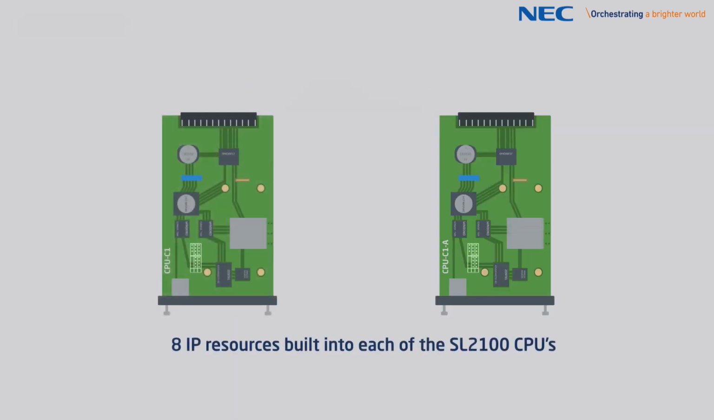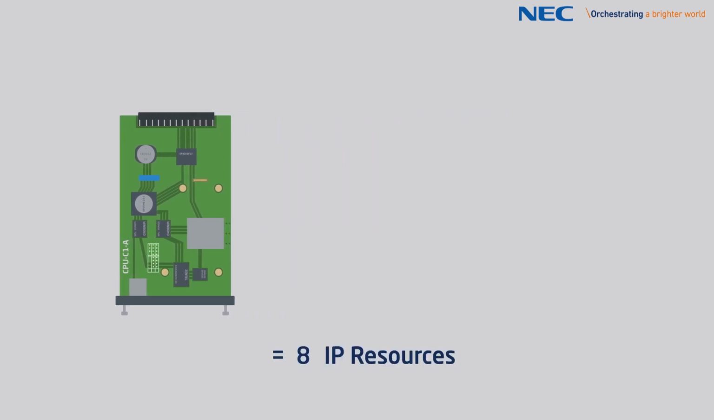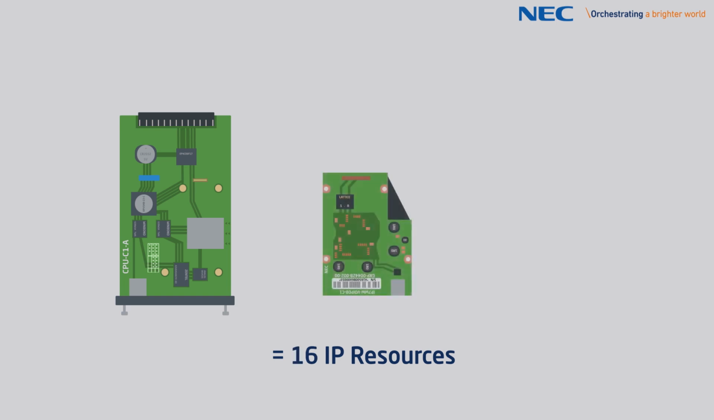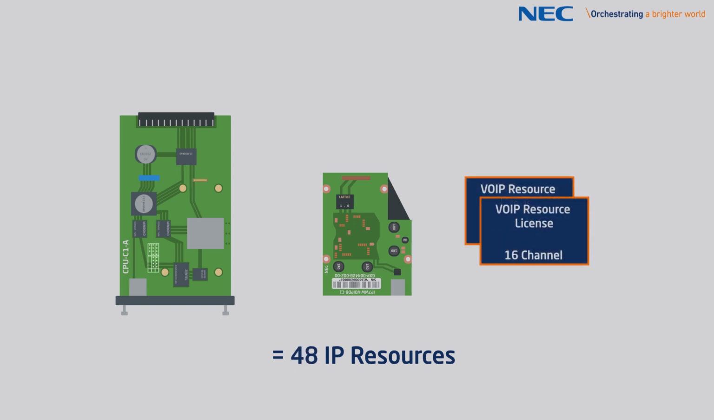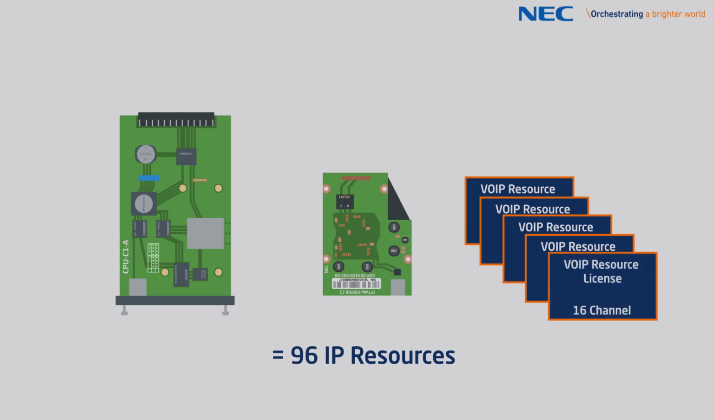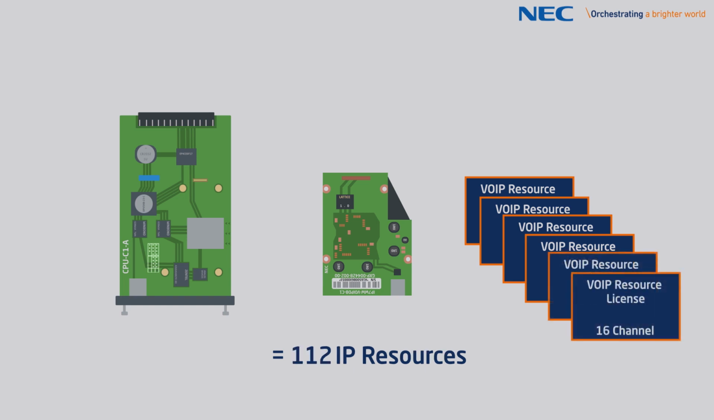There are 8 IP resources built into each of the SL2100 CPU cards. These are available without the need for additional hardware or licenses. Either CPU card can have the VoIP DB card installed to increase the IP resources to 16. IP resources can then be increased by adding the 16-channel VoIP resource license up to the maximum of 128 channels.